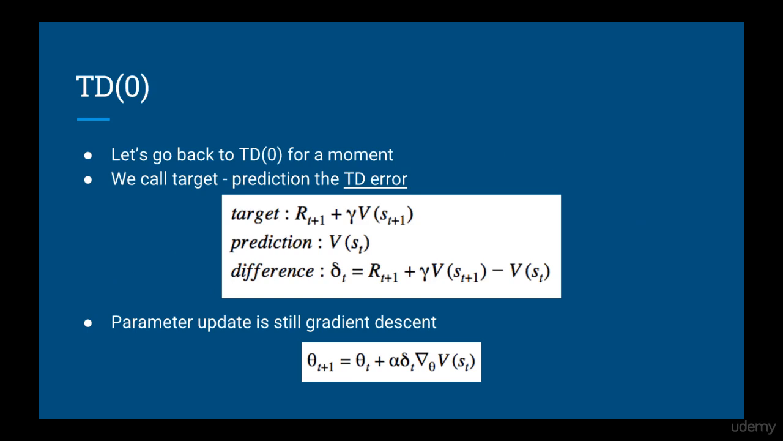First, let's recall what our parameter updates look like when we're doing TD0. We have our target, which is r plus gamma times v at the next state. We have our prediction, which is v of s. And we have the difference, which is the subtraction of those two. This delta is called the TD error. This helps us tighten up the notation a little bit, but this is still just plain gradient descent.